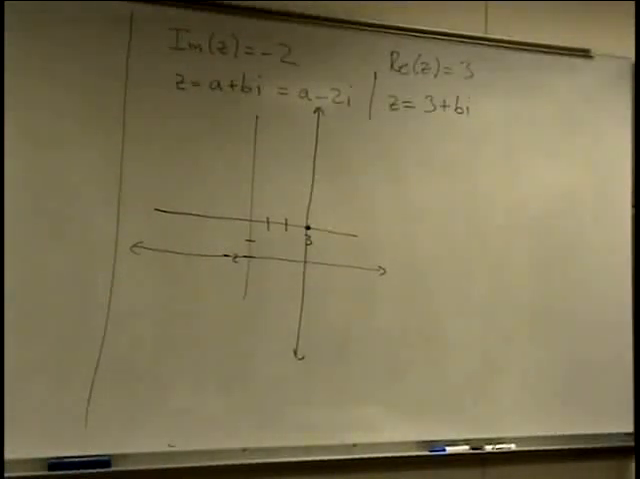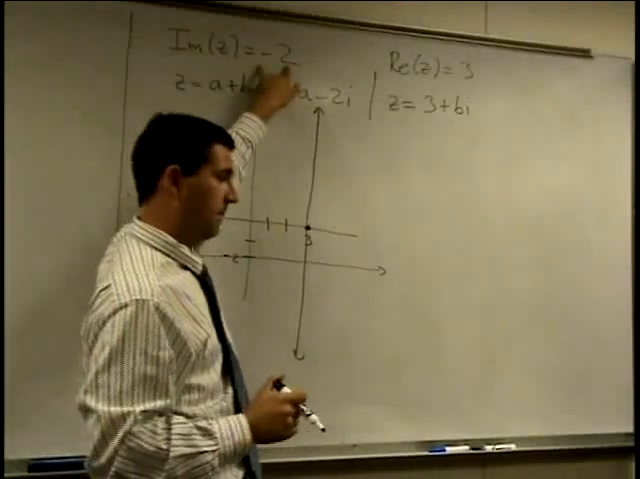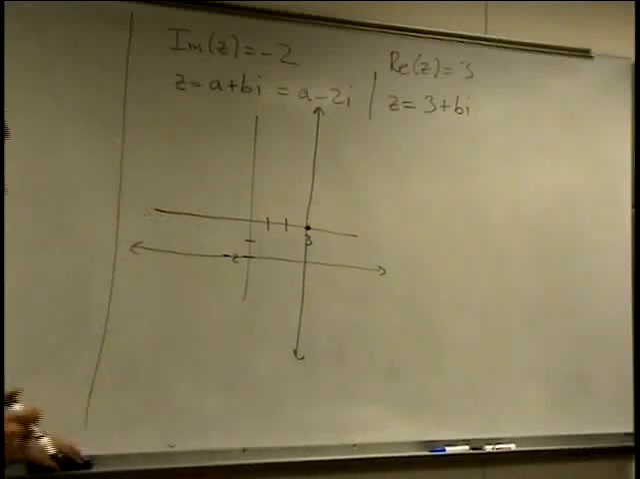Now, actually, when I was doing this problem, I had a question. How would you write that line? Would you say I equals negative 2? Well, no, you say the imaginary part of z equals negative 2. Okay, alright. That's exactly how to write it.